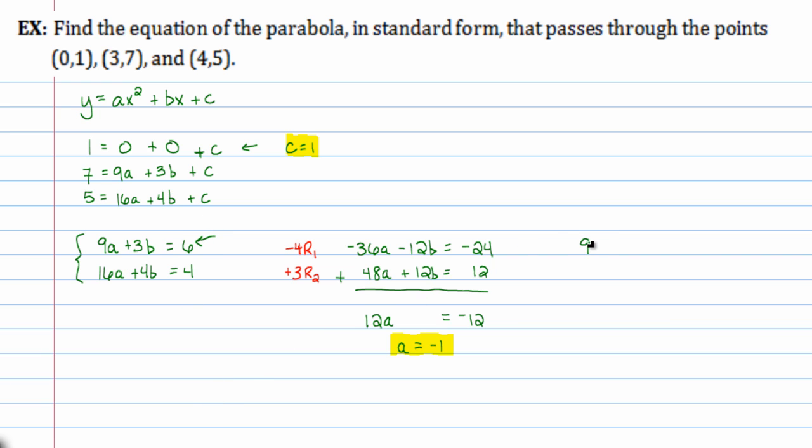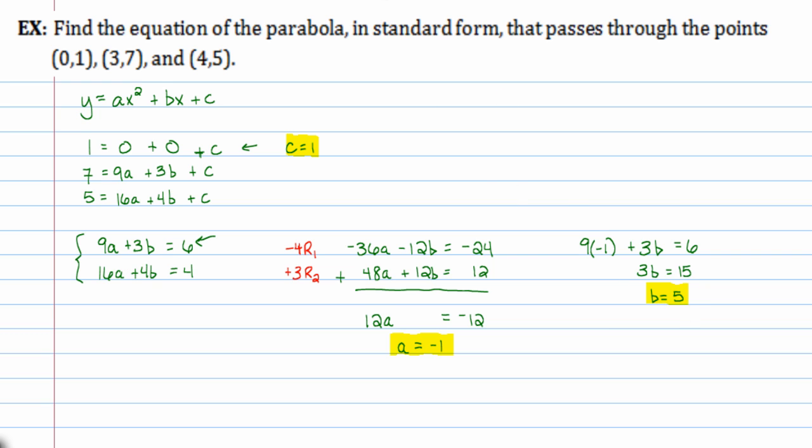So I see that 9 times a plus 3 times, wait, that was wrong. I know 9 times a, which is a negative 1, often happens that I make little mistakes, plus 3 times b is equal to 6. That's a negative 9. I'll add 9 to both sides. I get 3b is equal to 15. Divide both sides by 3. I get b is equal to 5.